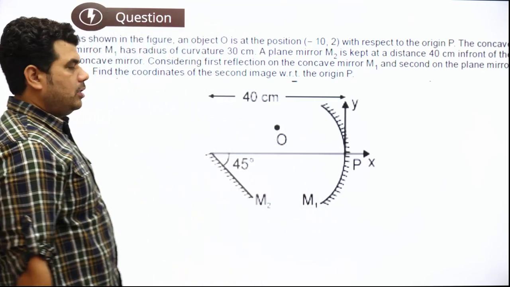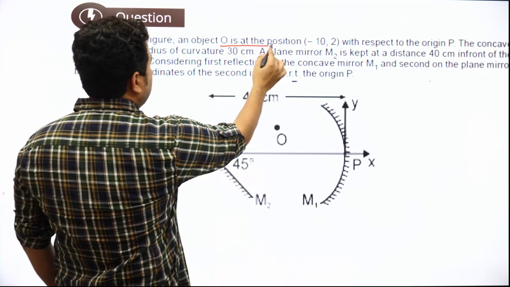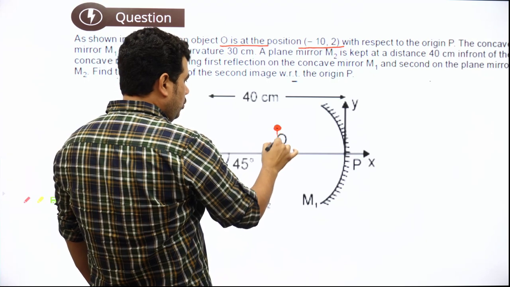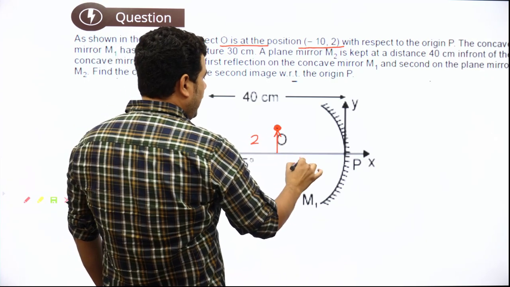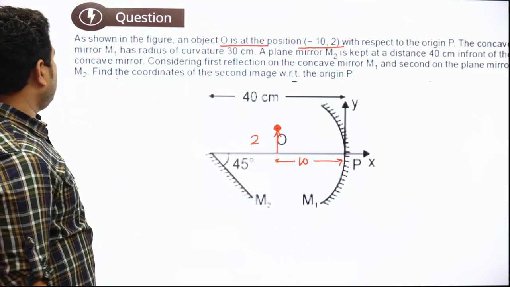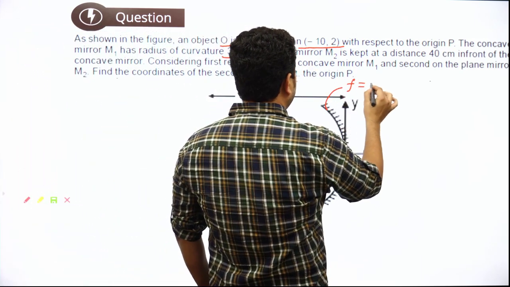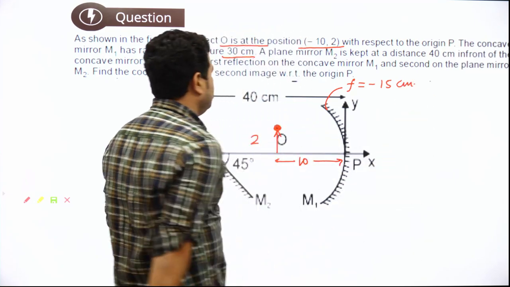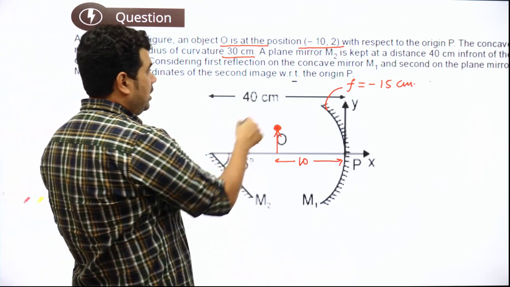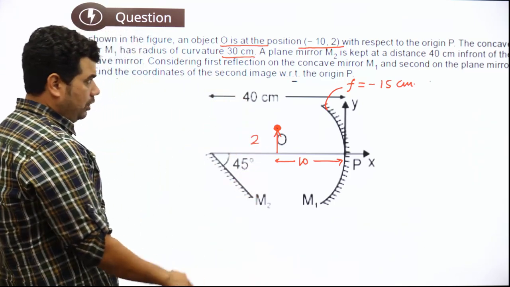Okay, now concentrate here. A very good diagram. As shown in the figure, an object O is at position (-10, 2). You can see this is 2 and this is 10. The value of u is 10. Got it? The concave mirror M1 has a radius of curvature of 30 cm, so its focal length is minus 15 cm. A plane mirror M2 is kept at a distance of 40 cm in front of the concave mirror, considering first reflection on the concave mirror.